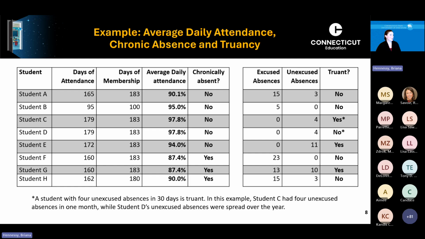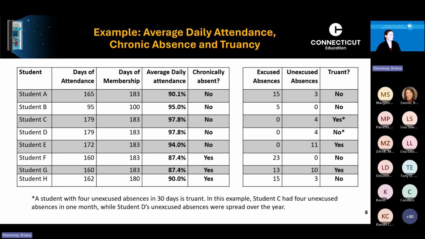Student F had 23 excused absences, so a lot more than the other students. That student is chronically absent because they had less than 90% attendance, but they're not truant because all of the absences are excused. Student G has 13 excused absences and 10 unexcused absences. They're both chronically absent and truant.